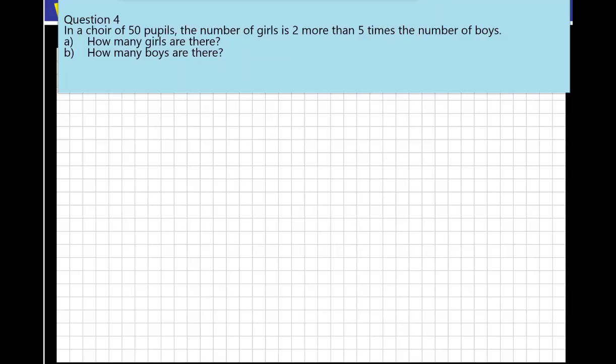Question 4, using the Singapore bar method. The first thing we need to find is the gender with the fewest amount in the choir. If we look at the question, the number of girls is 2 more than 5 times the number of boys, so the boys are the smallest number in the choir. So we're going to create 2 labels, one for the boys first and one for the girls.